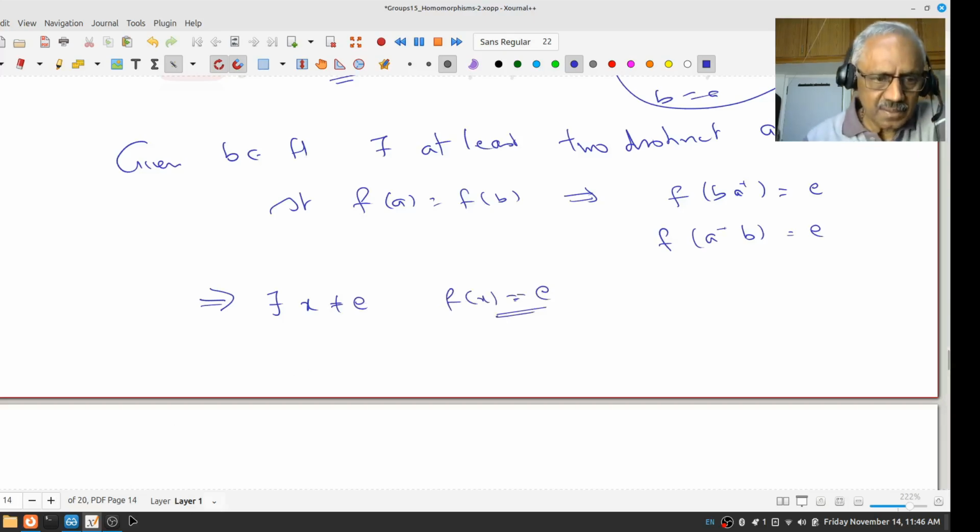Please understand this. So what I said is, if you start with y in the codomain H, and assume there exist two distinct pre-images a and b such that f of a equals f of b equals y in H, then if a and b are distinct, a inverse b is not identity. Therefore, I proved there exists a non-identity element x in G such that f of x equals identity. Is that clear to you?